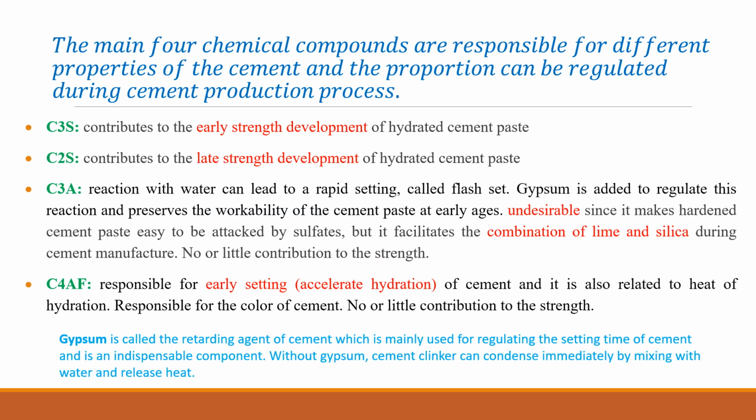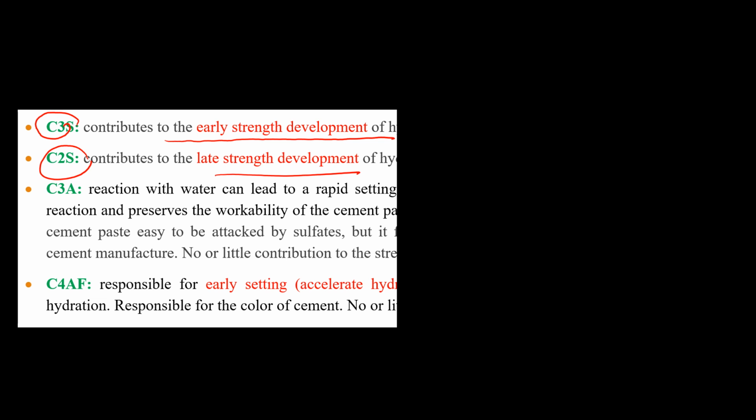And these 4 compounds are responsible for different properties. So if you look at C3S, C3S is contributing to early strength gain. So if you have a cement with high C3S compared to a cement with low C3S, the cement with high C3S is gaining strength quicker than the other cement, because when we add water, it is reacting quicker and the reaction is faster. And C2S is contributing to late strength gain. So when you compare 2 cements, if one is having more C2S, that one is getting delayed, the hydration is getting delayed.